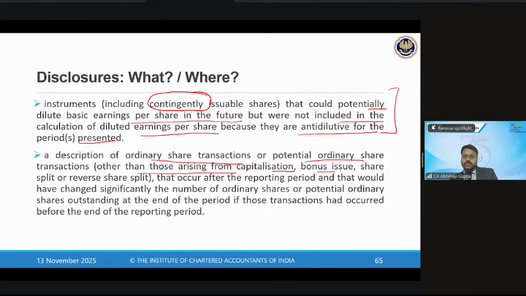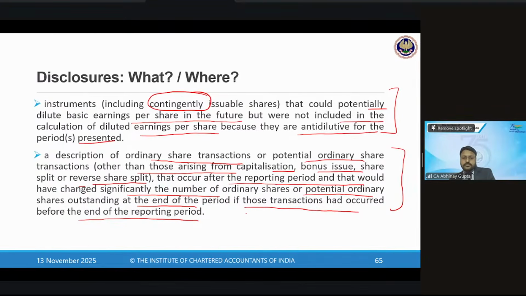capitalization, that is bonus issue, or share split, or the reverse share split, that is consolidation, that occur after the reporting period and that would have changed significantly the number of ordinary shares or potential ordinary shares outstanding at the end of the period if those transactions had occurred before the end of the reporting period. Very complicated. So let's understand this disclosure from an example.